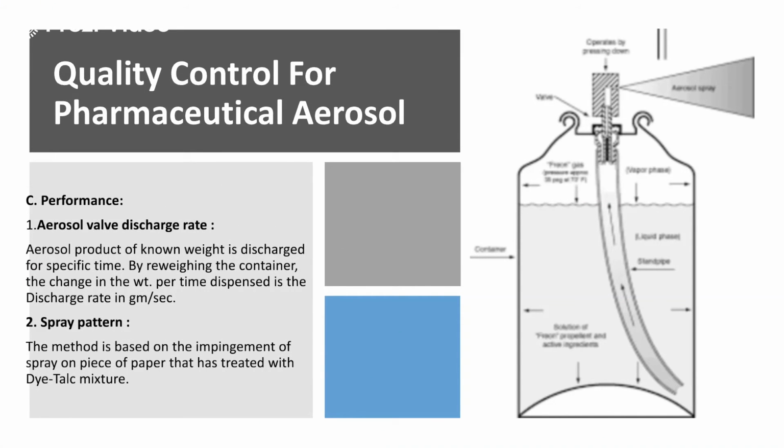Next, we move on to the performance analysis of the aerosol container system. We need to check parameters like the aerosol valve discharge rate. By doing this test, we can know the change in weight per time dispensed, that is the discharge rate, how much content is being discharged, measured in grams per second. Then the spray pattern. The method is based on the impingement of the spray on a piece of paper that has been treated with a dye talc mixture. We need to measure the spray pattern since it should be uniform throughout the batch, without any variations.